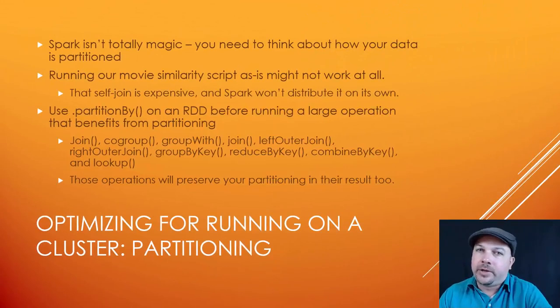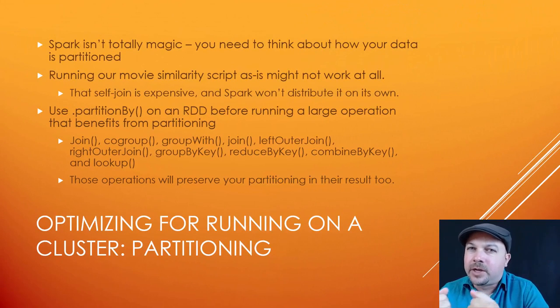So let's talk about partitioning. Turns out Spark isn't always going to do exactly the right thing for you. So sometimes you need to give it a little bit of a hint of how to best distribute the data that you have. That's what partitioning is all about. So it turns out that our movie similarity script runs pretty efficiently on Scala. If you were on Python, though, it might struggle to keep up with it. And we actually have to do a little bit of tuning of the script to get it to run reliably.